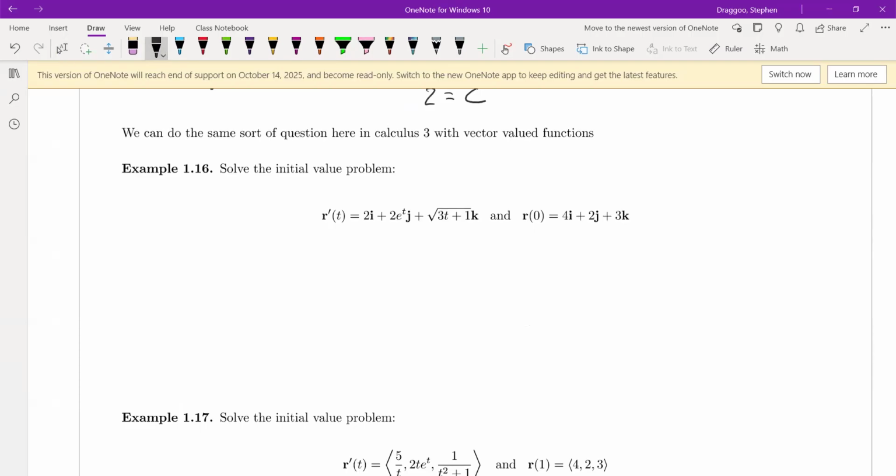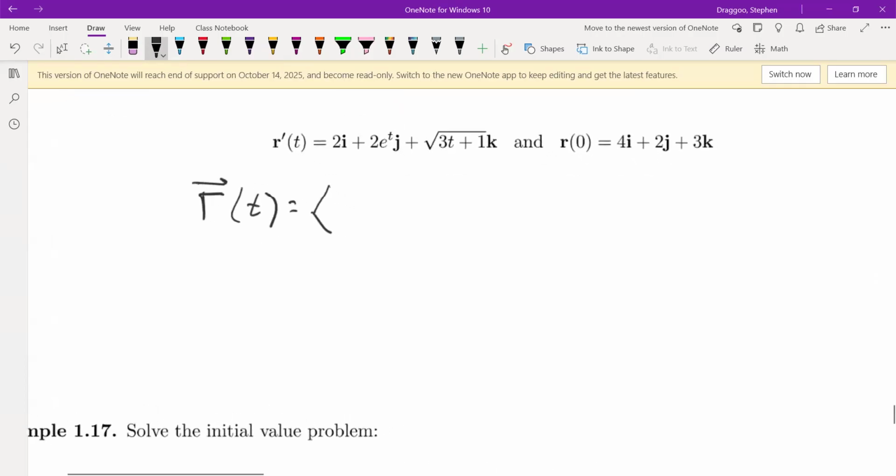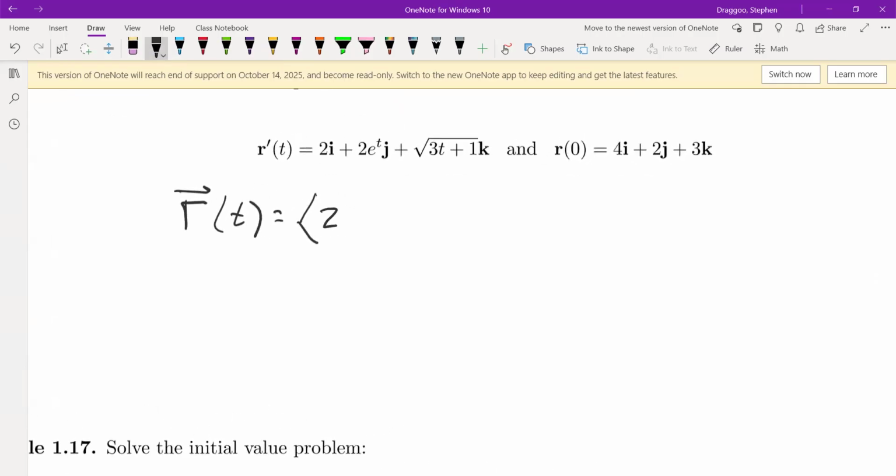So on the one hand, I can integrate that whole thing. Let's just call it big R, or regular old R of t. And if I take some integrals right down the line, integral of 2 is going to be 2t, and I'm going to call this plus c1. Integral of the next bit will be 2e to the t plus, how about c2? And you're never going to believe this, but on the third one, I'm going to add c3.